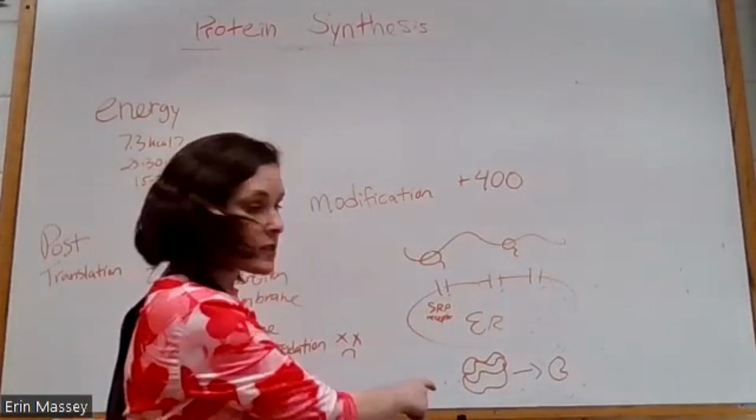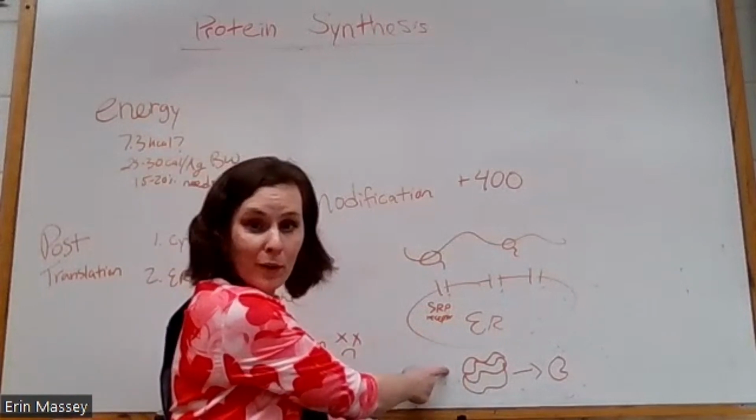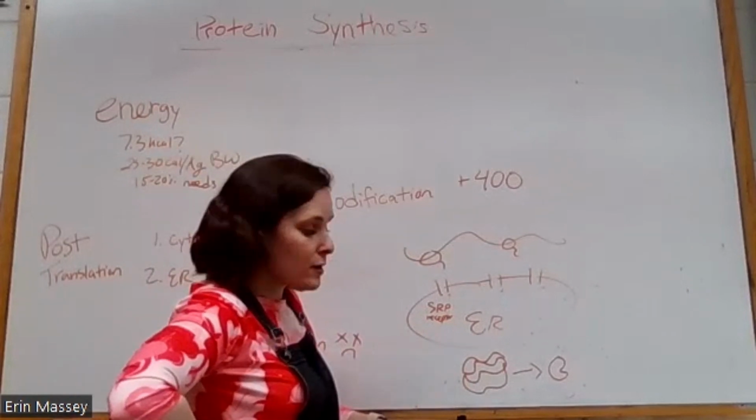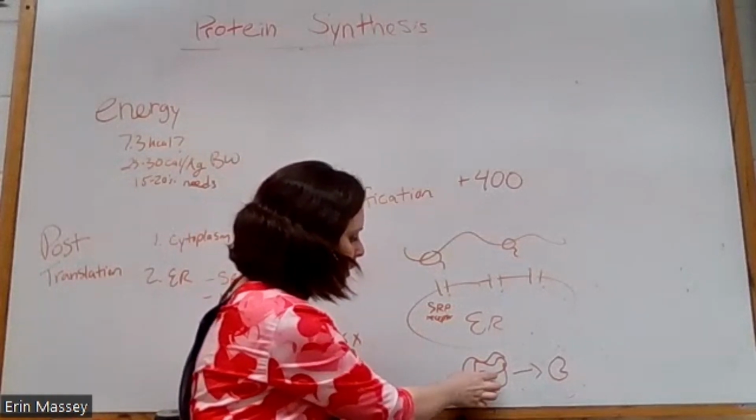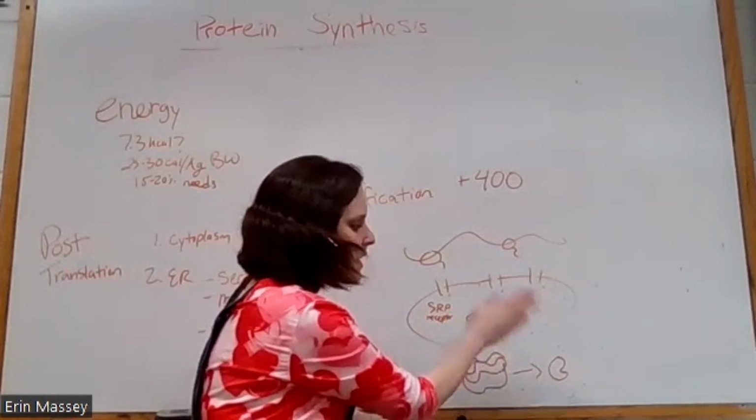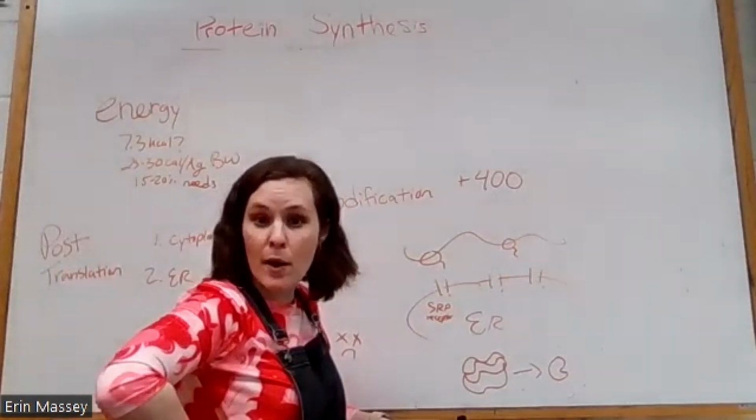Most likely, it'll go to something called the Golgi apparatus, which is the post office of your cell. And then it'll package those proteins in vesicles and send them wherever they need to be inside or outside that cell.